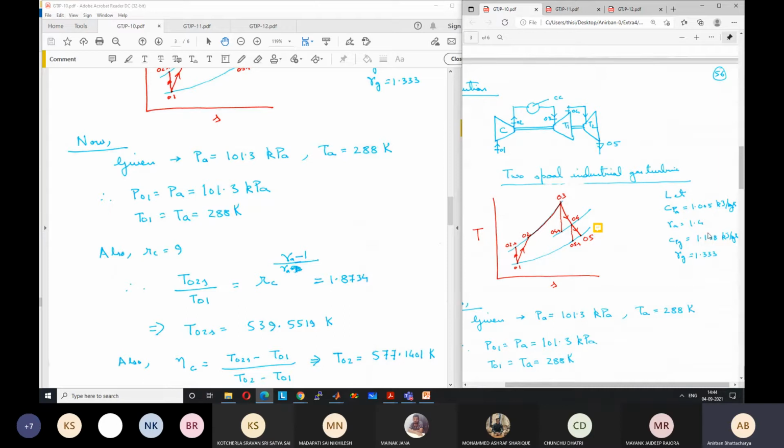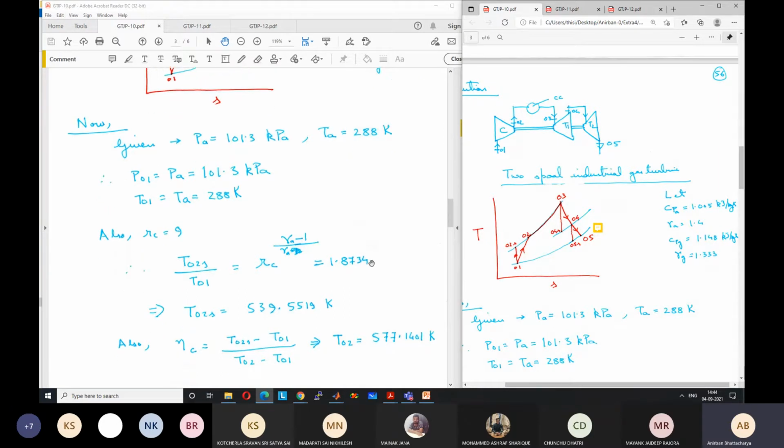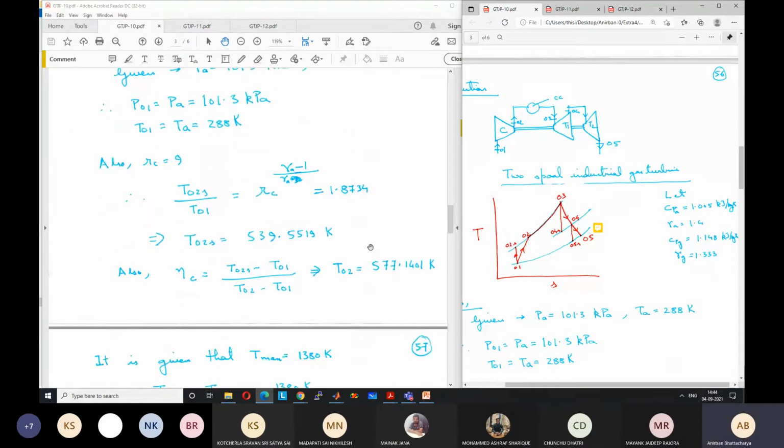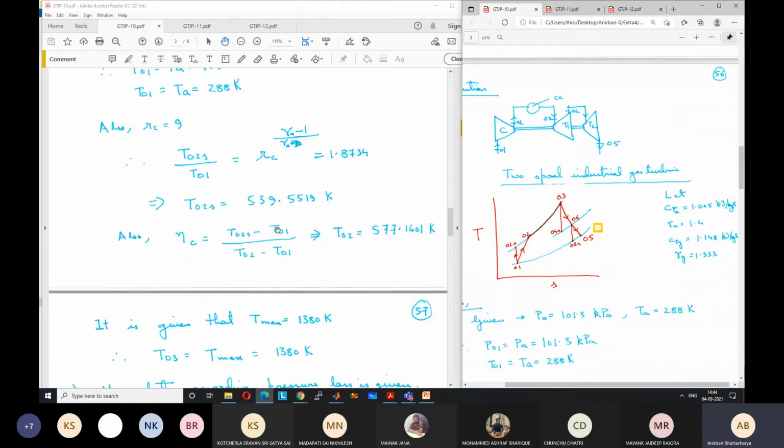We have discussed previously. So this came out to be 1.8734. And from this, we found T02s to be 539.5519 Kelvin. Okay. And using the definition of isentropic efficiency of compressor, which is equal to T02s minus T01 by T02 minus T01, we found that T02 is 577.14 Kelvin.